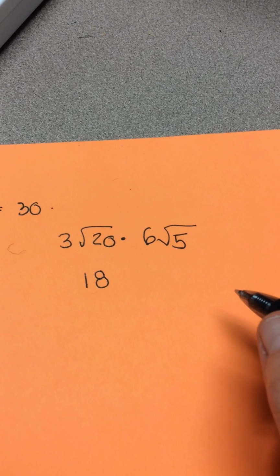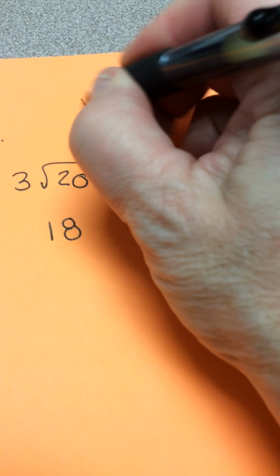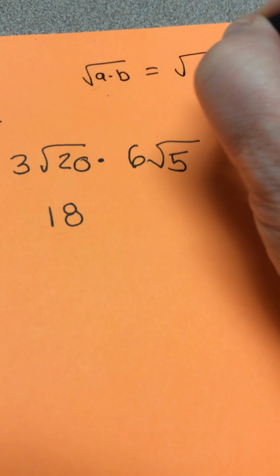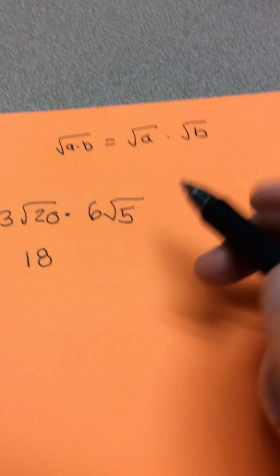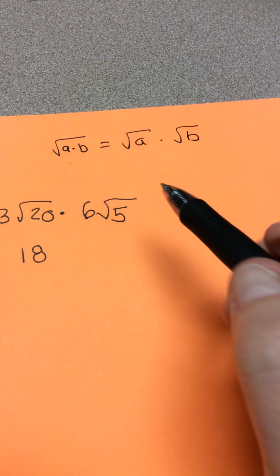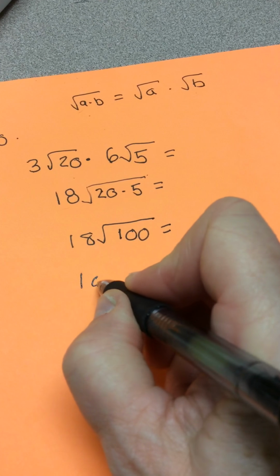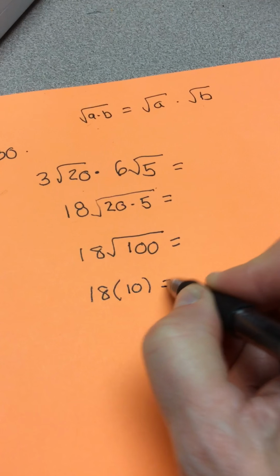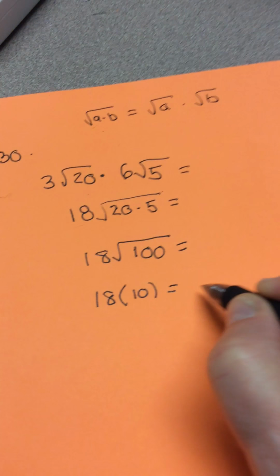Then I'm going to use the multiplicative property that says the square root of a times b is equal to the square root of a times the square root of b. Right now I have the square root of 20 times the square root of 5, and I'm going to put them under one radical sign. So this becomes the square root of 20 times 5. We know that 20 times 5 is 100. And I know that 100 is a perfect square of 10. So now it becomes 18 times 10, which is 180.